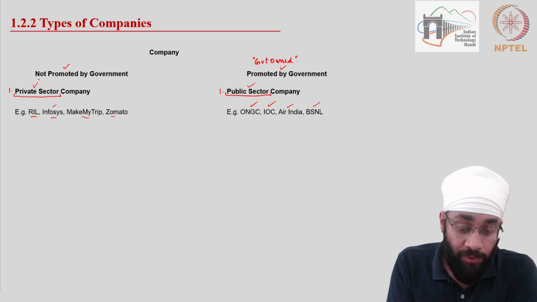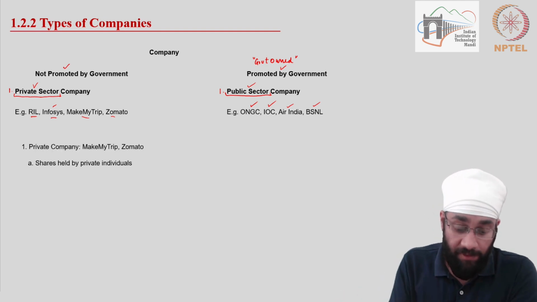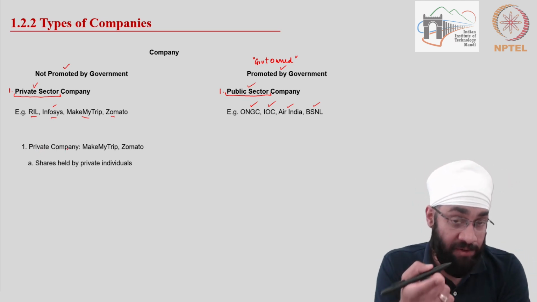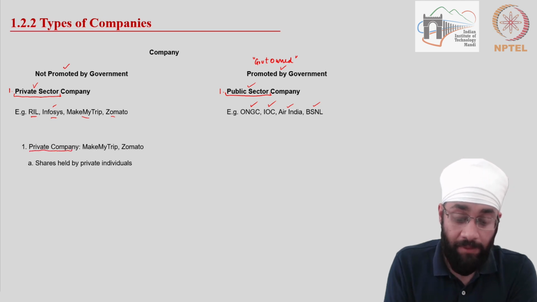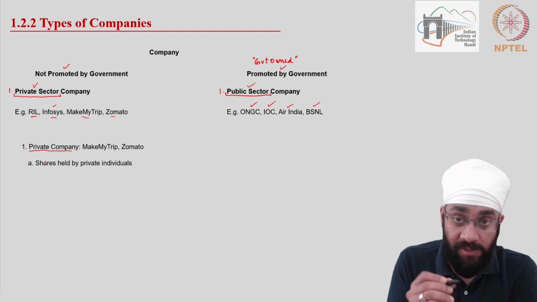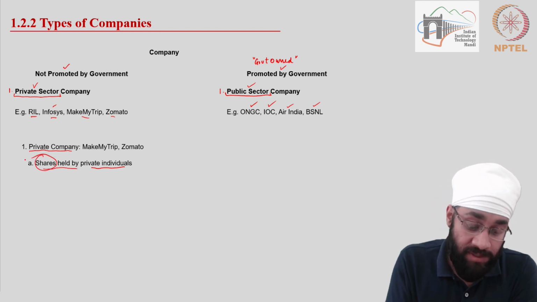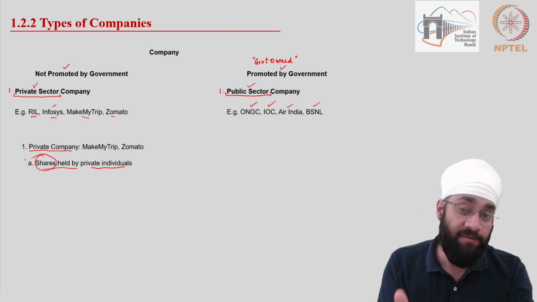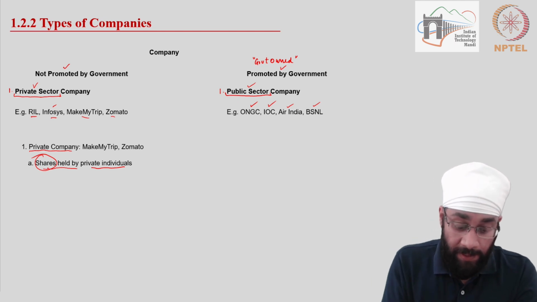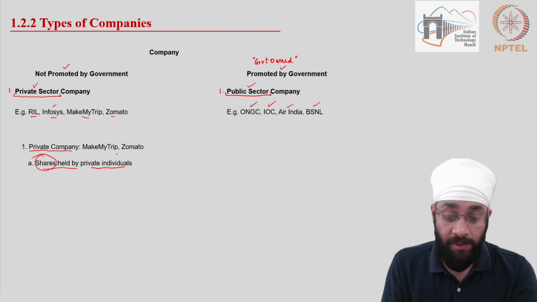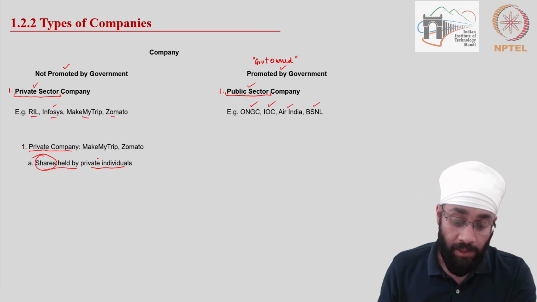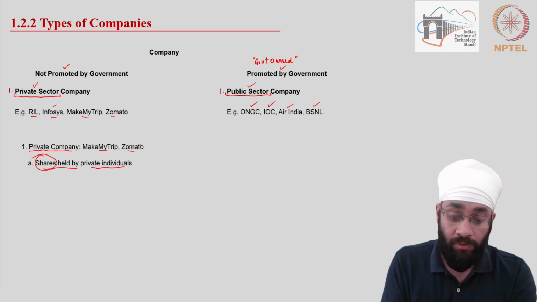Now let me deep dive into private sector companies. A private sector company may have two categories. First is called a private company. Note that I've removed the word sector here. When I use private and company together, in this company you have private individuals who have invested money. The slide says shares held, share in the ownership. Just understand it like that. I'll clarify the word share in future videos. Shares held by private individuals means that private individuals like you and me can invest money in this company, and this company will be called a private company. For example, Make My Trip and Zomato.